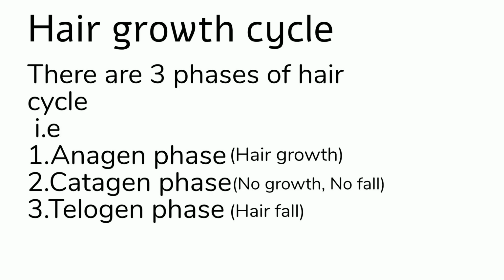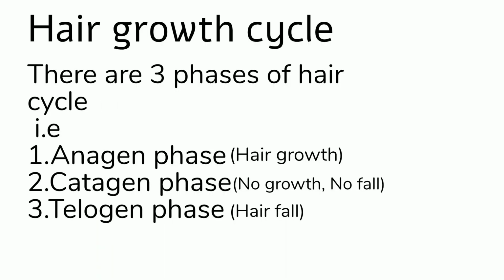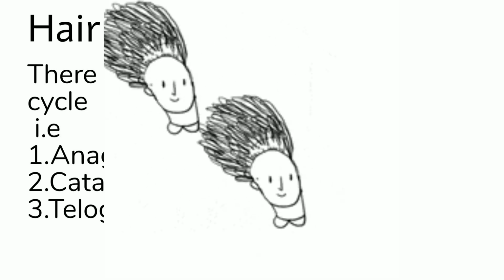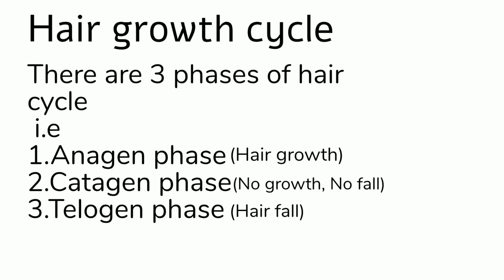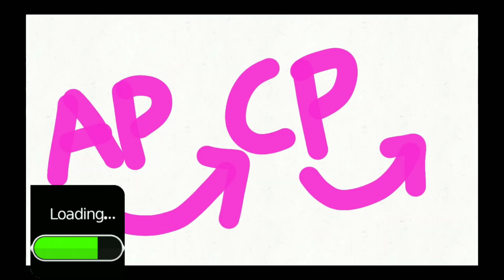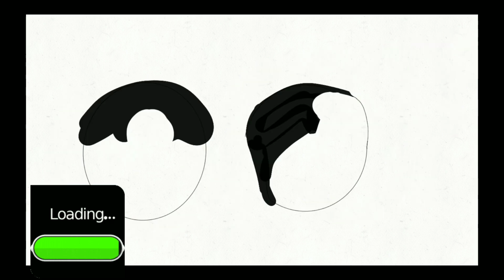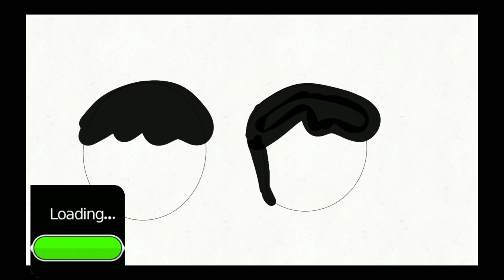In the first, anagen phase, the growth of the hair occurs, and in the second, catagen phase, hair is at resting period, that means hair is neither falling nor growing, and the third one is telogen phase, where hair falls. Normally we will see 80% of people's hairs are at anagen phase, and 20% of people are suffering from catagen and telogen phase.